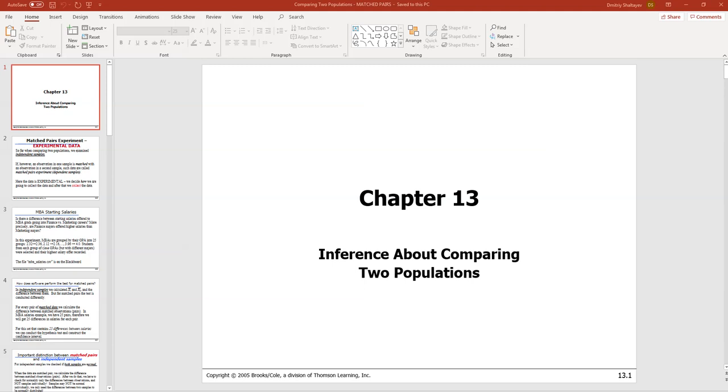Okay, so in this lecture we're going to continue our discussion about comparing two populations. We will again discuss comparing two populations of numerical data, but this time we'll concentrate on the case when the data is collected in a special way, such as, for example, matched pairs.